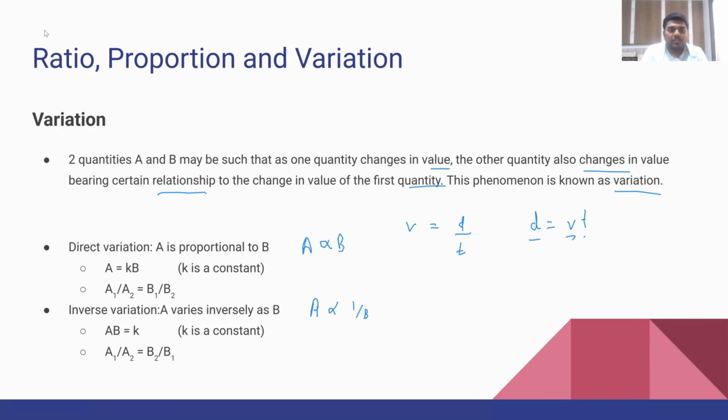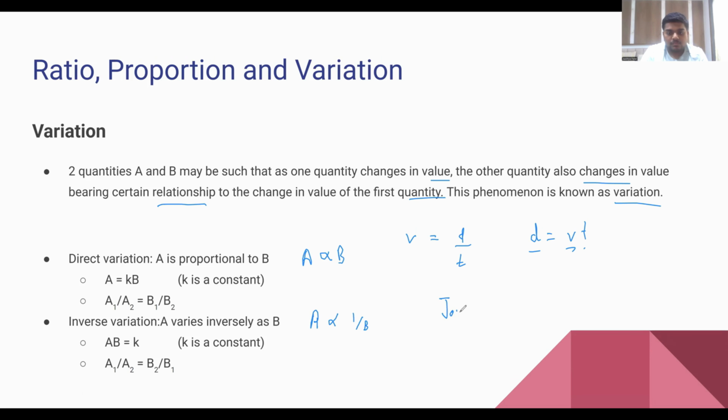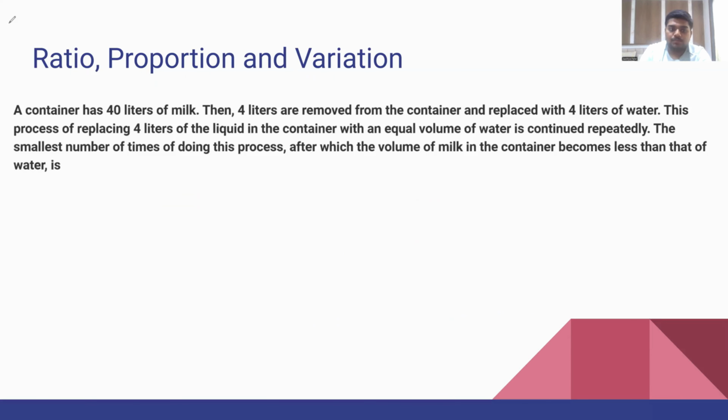And the third type is joint variation, wherein one variable is dependent on more than one variable. Like distance is dependent on speed as well as time taken. Okay. So that is pretty much it from the conceptual side of this particular chapter. And now we will solve a question.